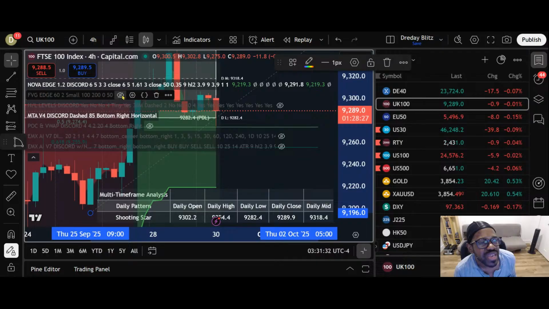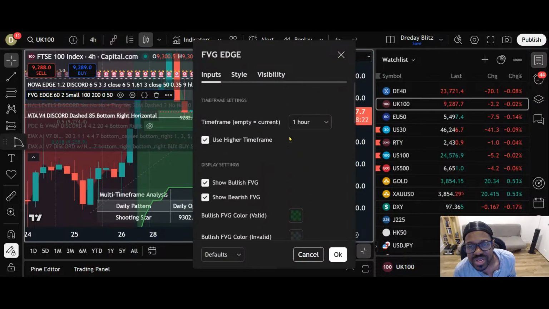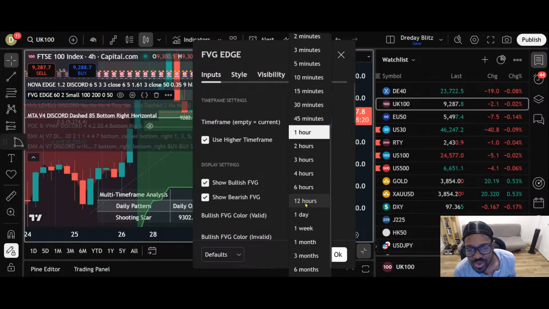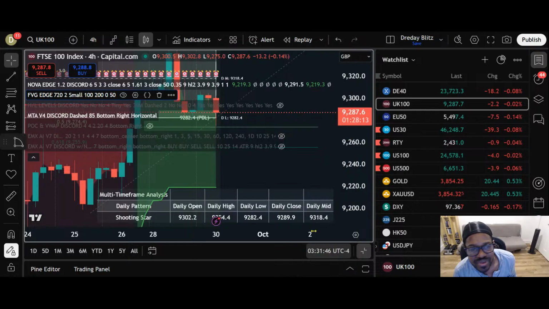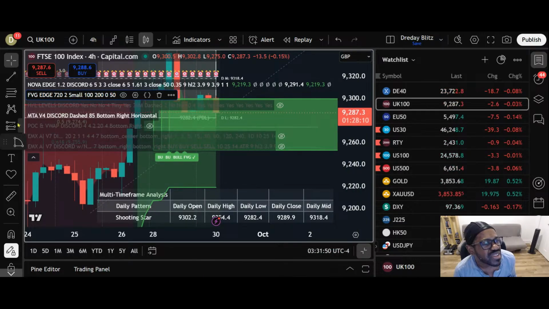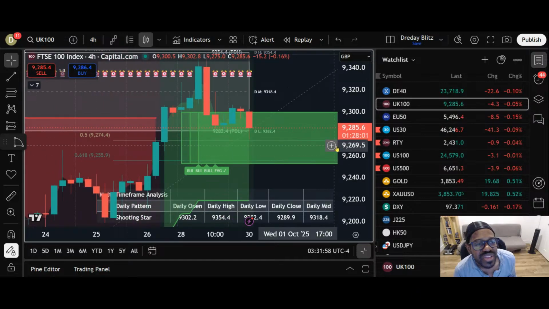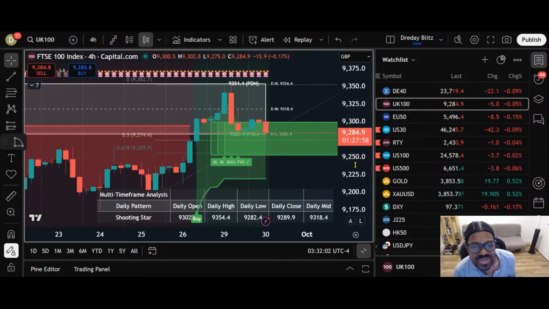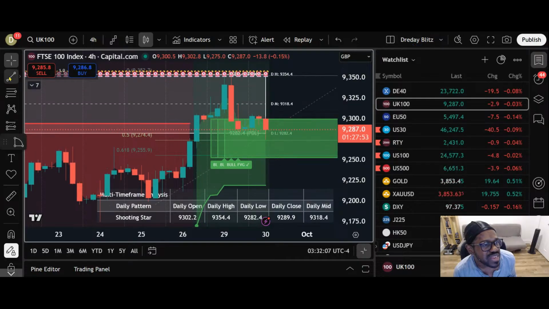If we're looking at the fair value gap, I have to change it from 1 hour because I'm looking at the 4-hour. I'll put it on the 12-hour. There you go. So this is the 12-hour fair value gap, and we are in it right now. If it passes that, that means it's invalidated here.